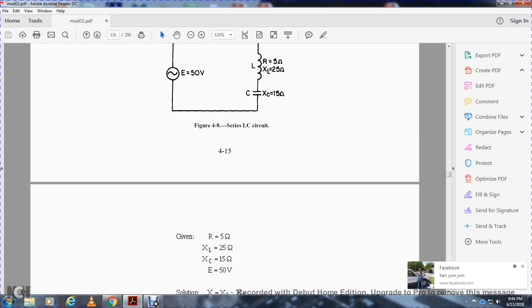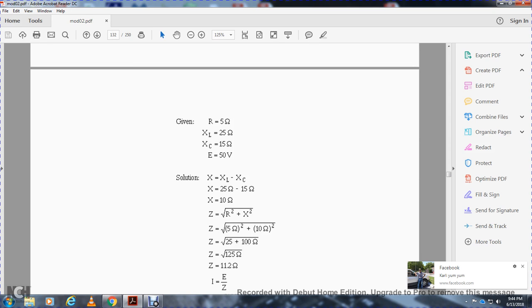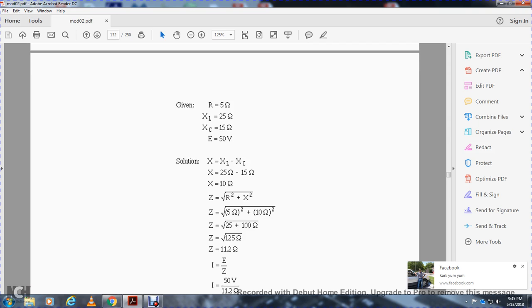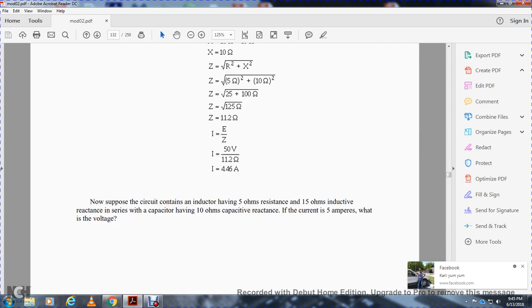Let's see. Resistance is 5 ohms, inductive reactance is 25 ohms, capacitive reactance is 15 ohms, and voltage is 50. So you'd have 25 minus 15, 10 ohms. Then the resistance squared, 25, plus 100, gives an impedance of 125 ohms, or 1.25 ohms resistance, equal to 50 volts over 1.25, or 4.46 amps.